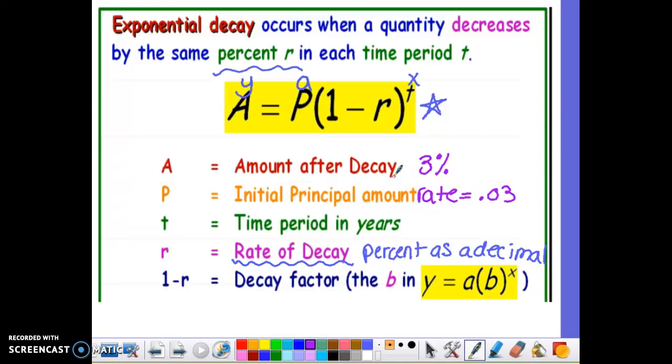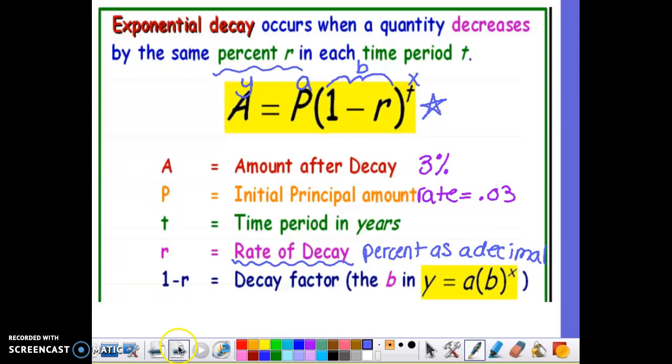Finally, the last word we have to be aware of is decay factor. Really, that's just the B, or this part of my formula, this 1 minus R. That's my factor, or we more commonly refer to it as our B. And again, you just have to take 1 minus your rate when it is decay. Remember, with growth, it was 1 plus my rate for my factor. With decay, it's 1 minus. Otherwise, the formulas are virtually the same. So hopefully that made sense to you.